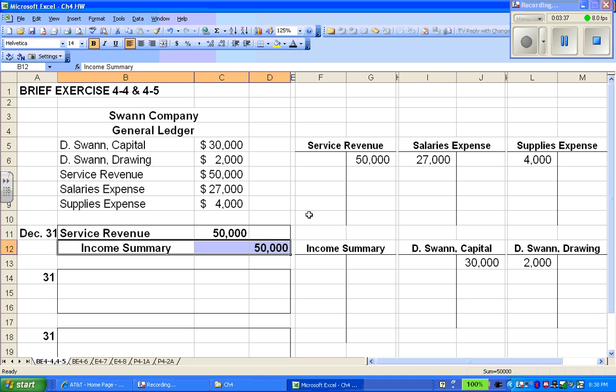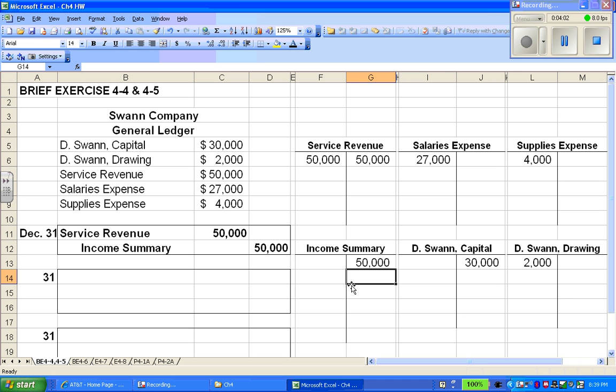And why don't we post that? So here I have 50,000. And that'll come out to 0 in my service revenue account. And then here I have a credit to the income summary account of 50,000. So if I had no expenses, I currently have a credit balance, which my income would state that I have net income, not a net loss.